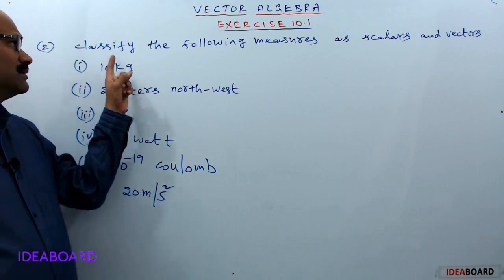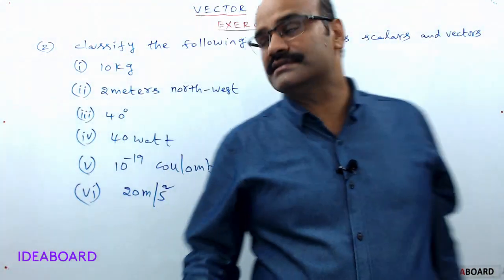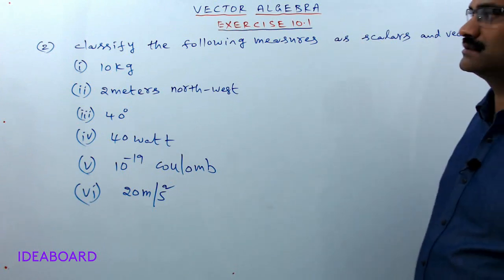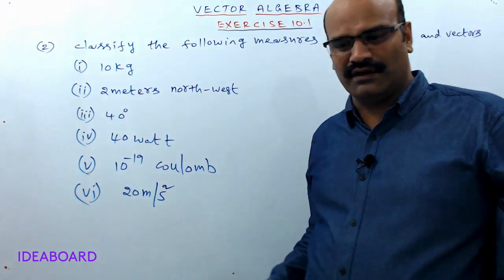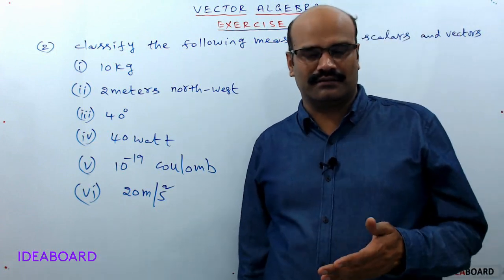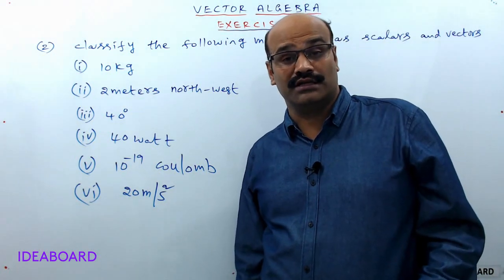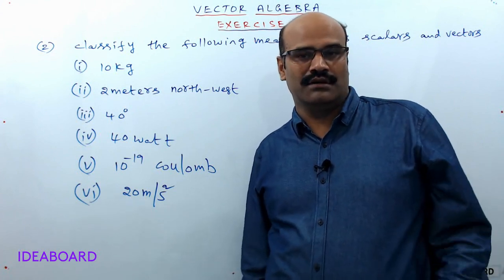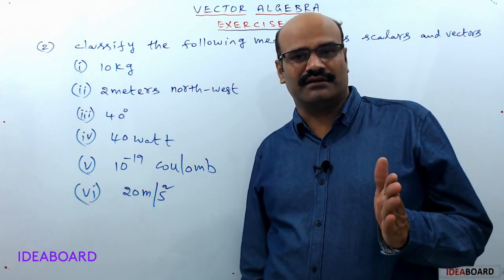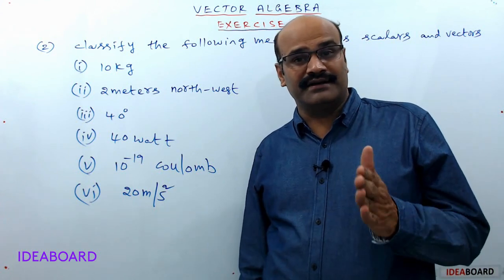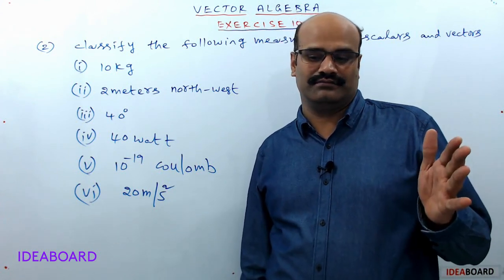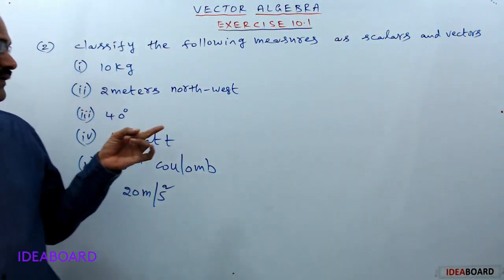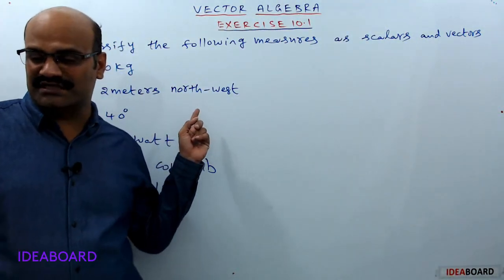Second problem, classify the following measures as scalars and vectors. First of all, we should know what we mean by scalar. Scalar is a physical quantity which is having only magnitude but no direction. But when it comes to vector, it is having magnitude as well as direction. Now here we have to identify which is a scalar and which is a vector.